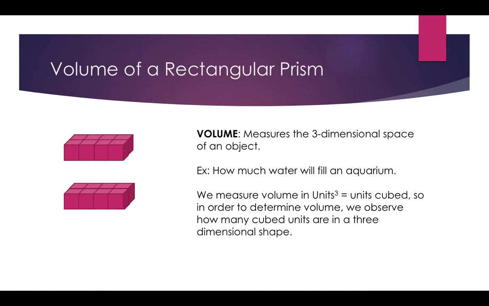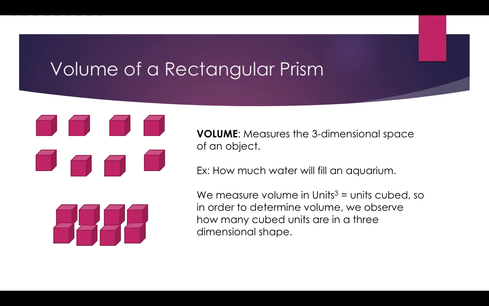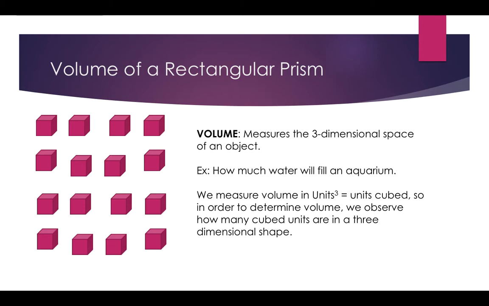The second thing we want to make sure we do is separate each individual layer into the number of cubes that it contains. So when we do this, we're given the total number of cubes in that entire prism, front to back, left to right, top to bottom. So in this example, we started out with a prism that was 4 by 2 by 2, and we ended up with a volume of 16 units squared.